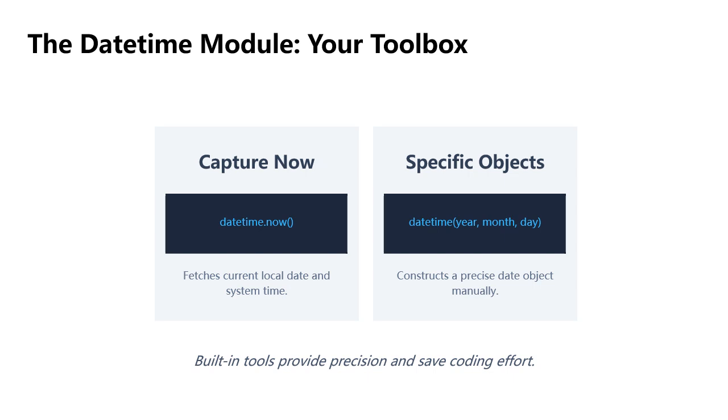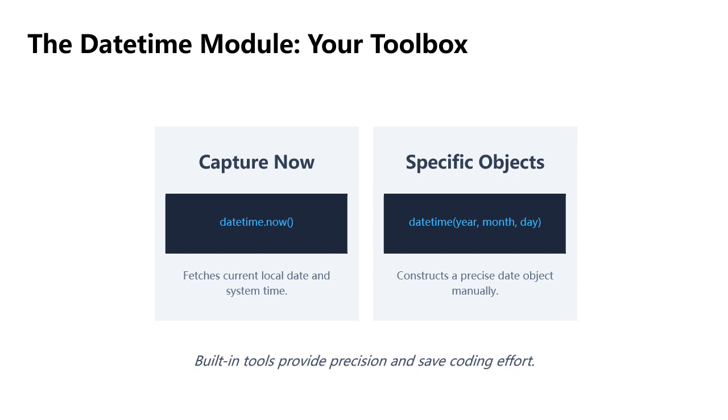Let's look at another essential compartment in our Python toolbox, the datetime module. This module is vital for managing any chronological data within your programs. First, let's look at how we capture the present moment. By calling the function datetime.now, Python fetches the current local date and the exact system time. This is incredibly useful for creating logs or timestamping user actions as they happen.